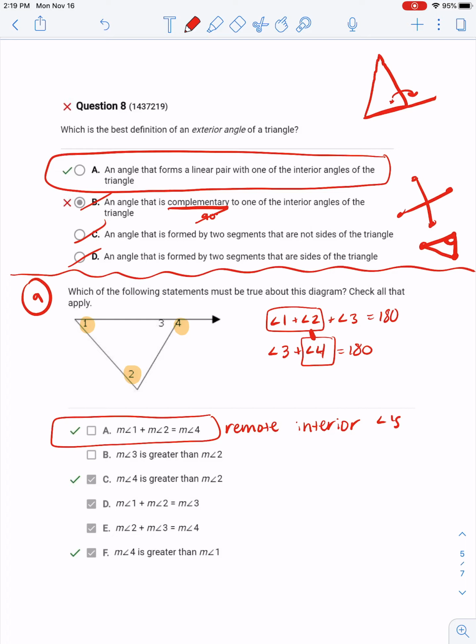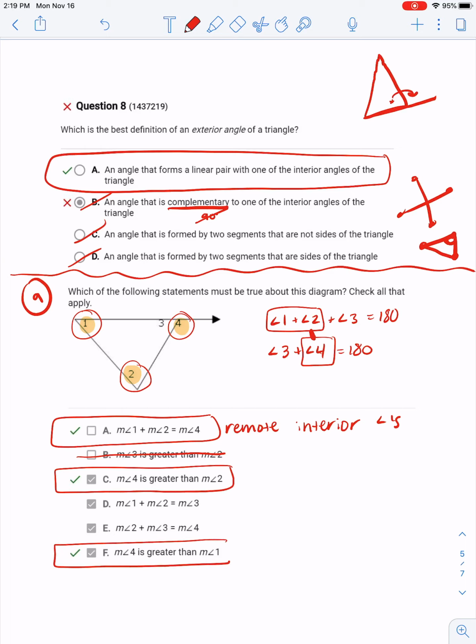Okay, the next one says the measure of angle 3 is greater than the measure of angle 2. We don't have enough information to say that. So no, I can't tell that. The measure of angle 4 is greater than the measure of angle 2. That's true because angle 2 and angle 1 together are the same as angle 4. So angle 4 has to be greater, okay? And then that also makes the last one true.